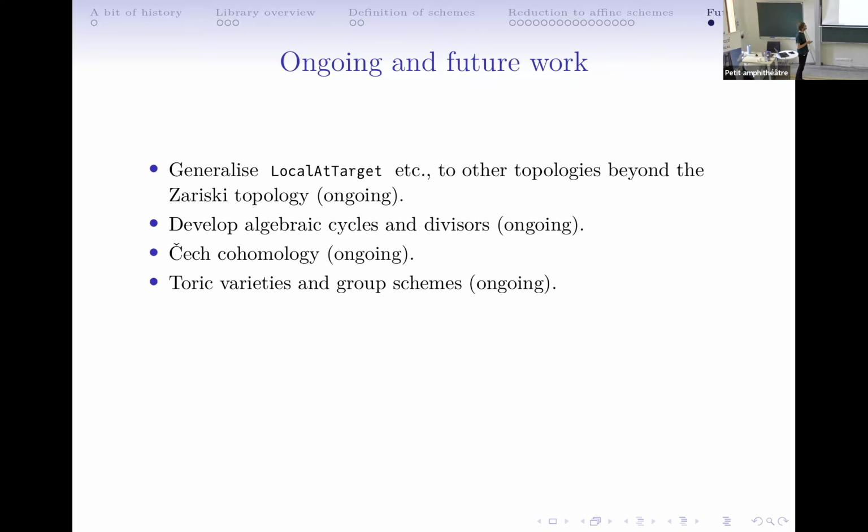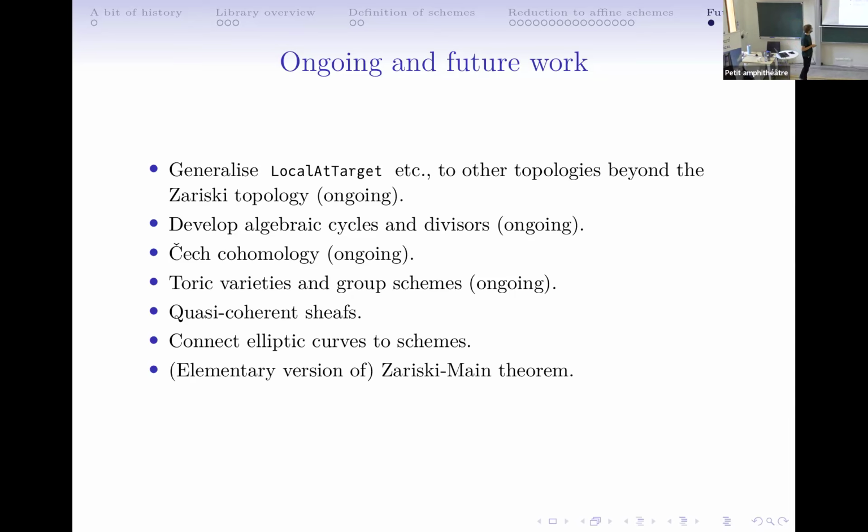We finally need to connect elliptic curves to schemes. Elliptic curves are 5-tuples of numbers. They should be schemes. And we need to prove, of course, that these elliptic curves are then elliptic curves in the highbrow algebraic geometry definition. And we could do a Zariski Main Theorem, either elementary or proper, using cohomology. But at least the elementary version is definitely doable with what we have, and people could try to do that.